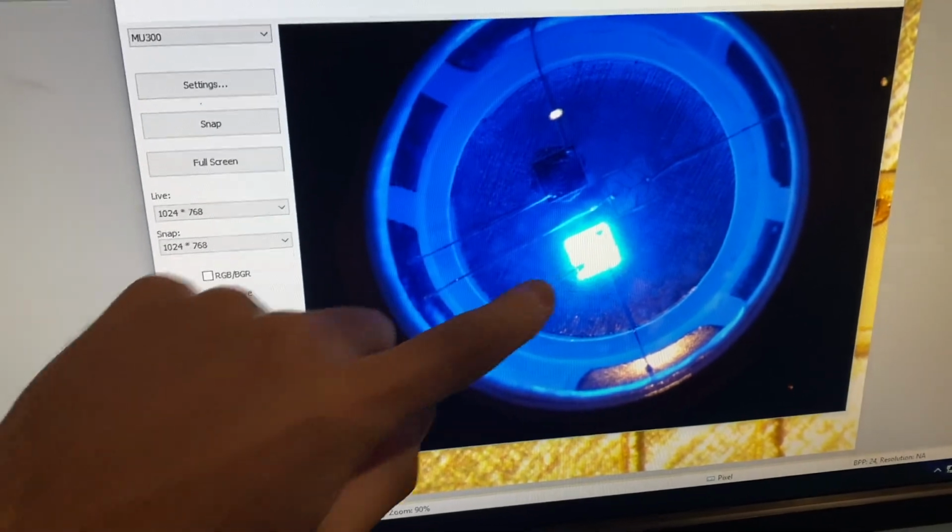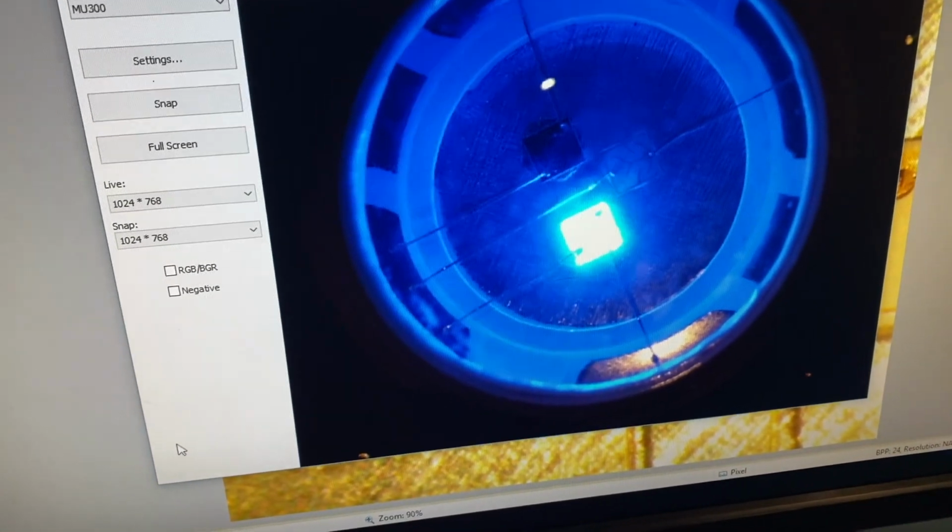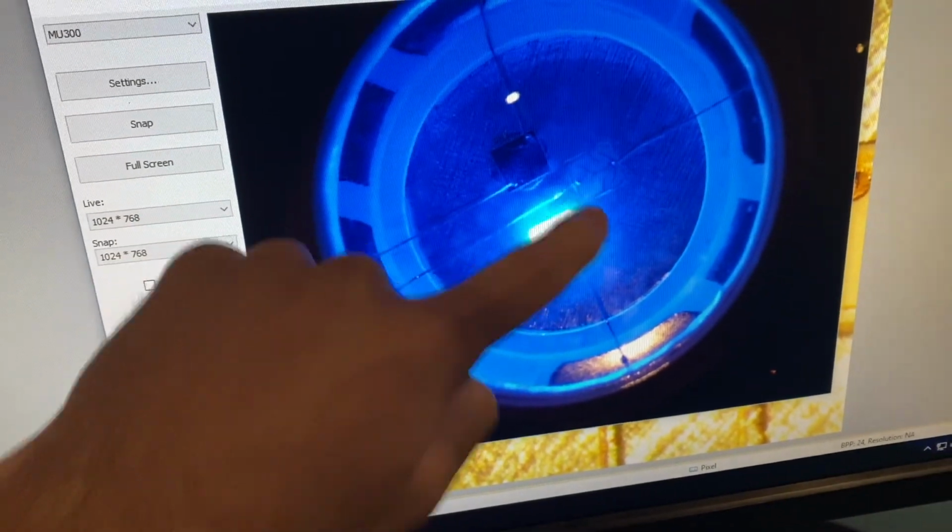This is the LED under the microscope with the blue light turned on. As you can see here, this is the emission area for the light, and we found its dimensions to be 1 by 1 millimeter, and that's the same for the other two emission areas as well.